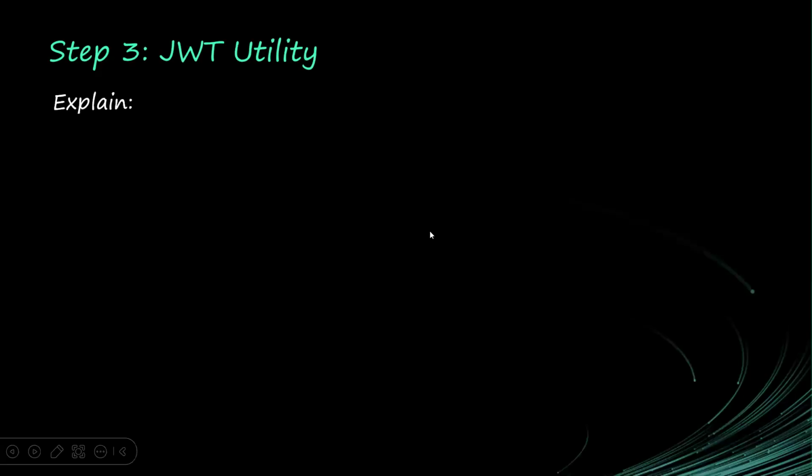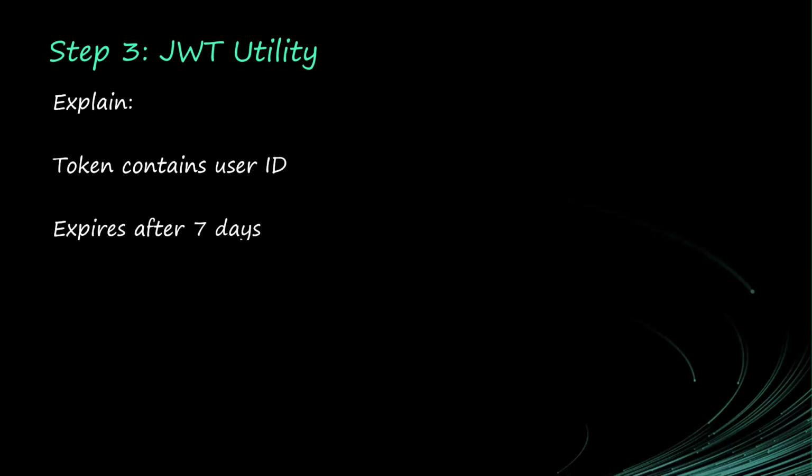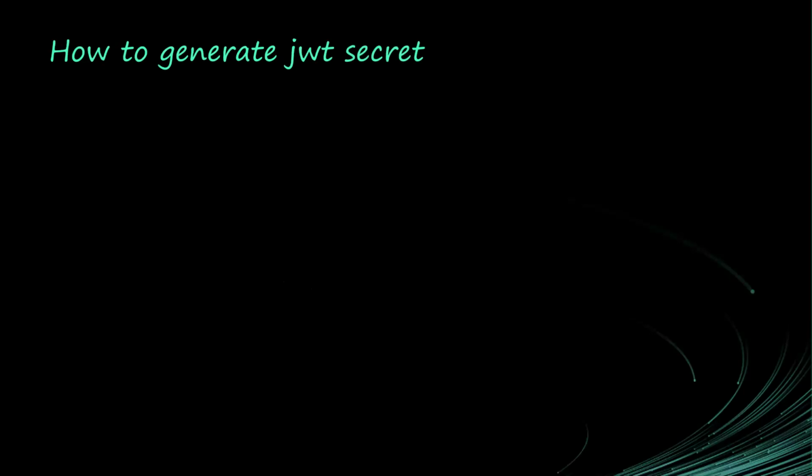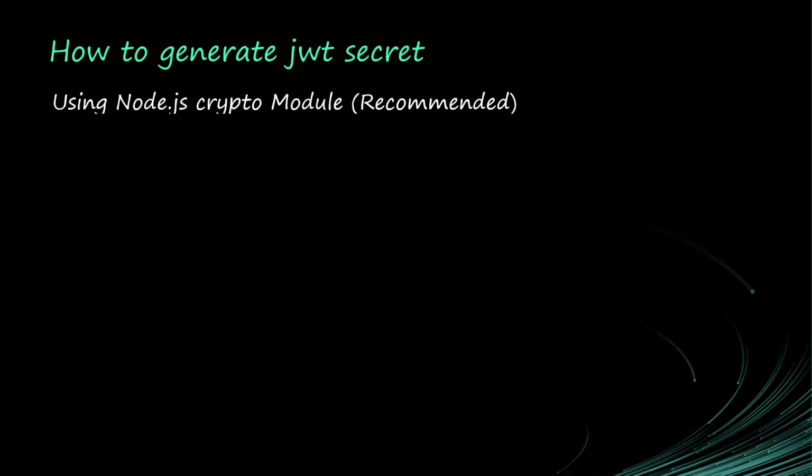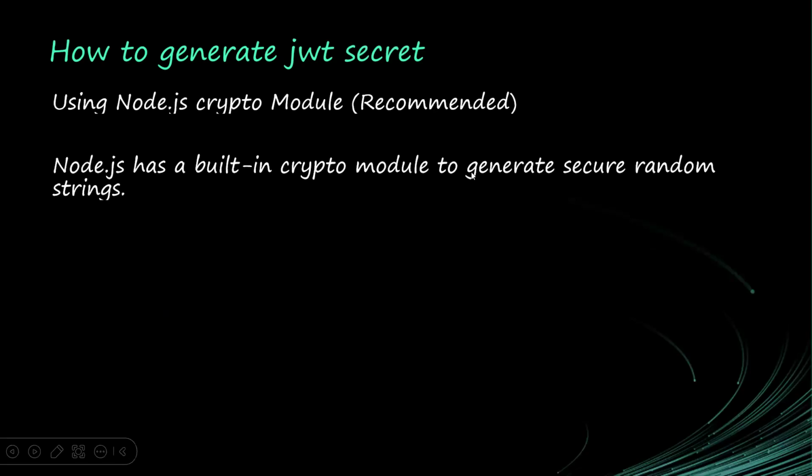The next thing is, let us explain. This token contains the user ID. We are using the user ID to generate this token. It expires in 7 days, and the secret protects the token integrity. Now, how do we generate the JWT secret? It is very simple. The most recommended way is to use the crypto module in Node.js. Node.js has a built-in crypto module that generates secure random strings. With the crypto module, we can generate a random string for our JWT. The JWT secret is just a random string.